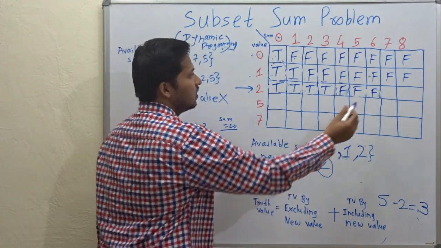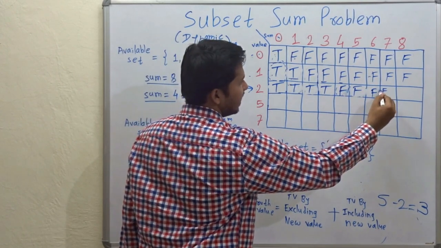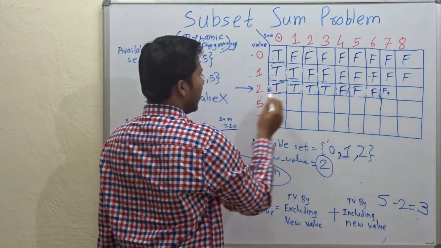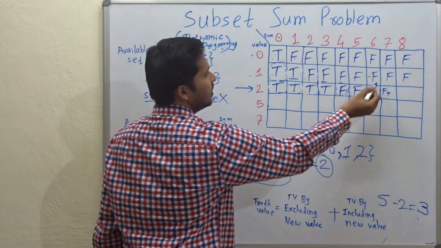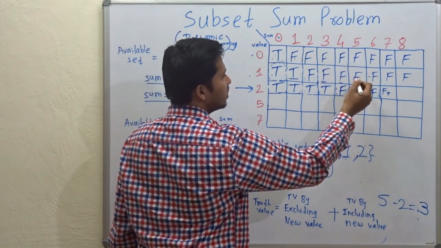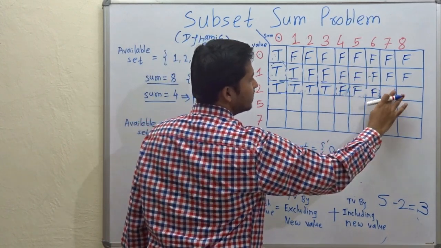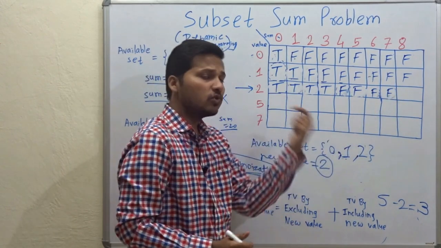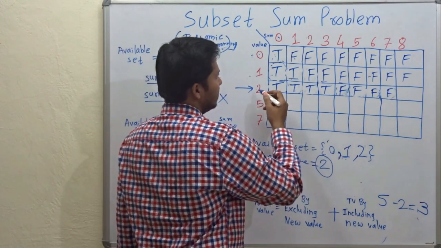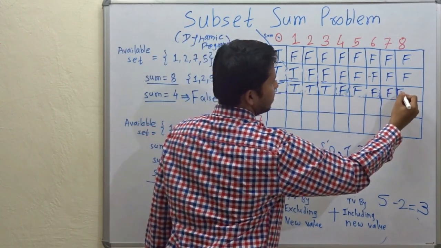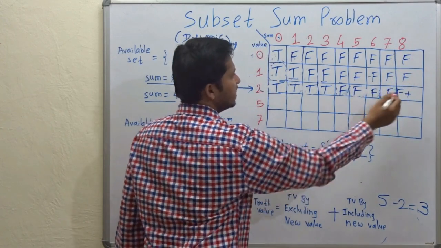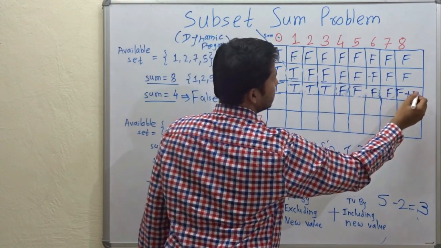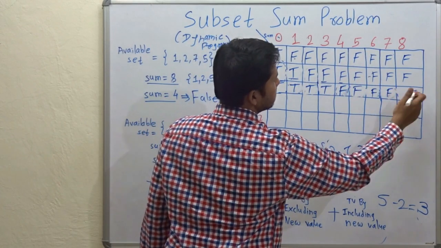Okay. Now again here take the value from the upper cell, that is the value by excluding. Now by including, 7 minus 2 is 5. Go in the upper row, go to the fifth column, take the value from there, that is false. So false or false is false. See, now there is no need to write also, you can directly calculate it. So false from the upper cell, or 8 minus 2 is 6, go in the upper row and sixth column, that is false. So false or false is false.